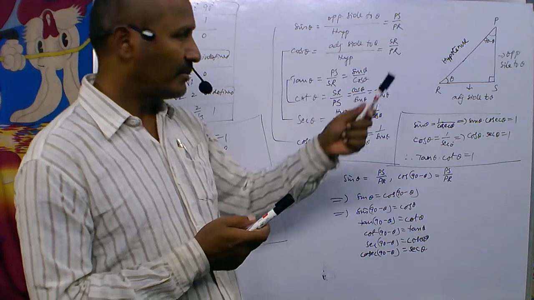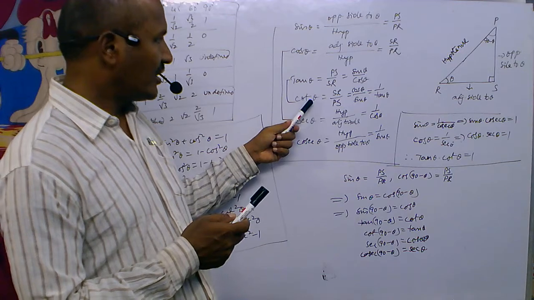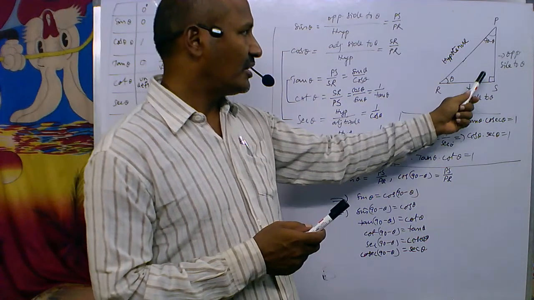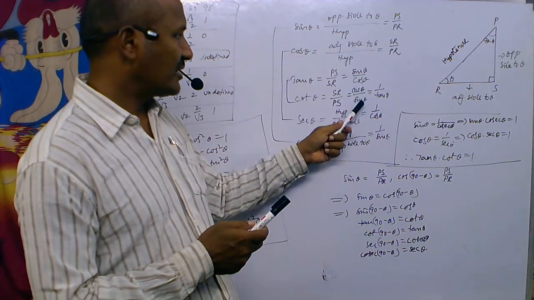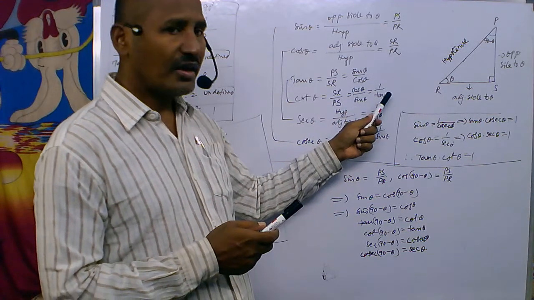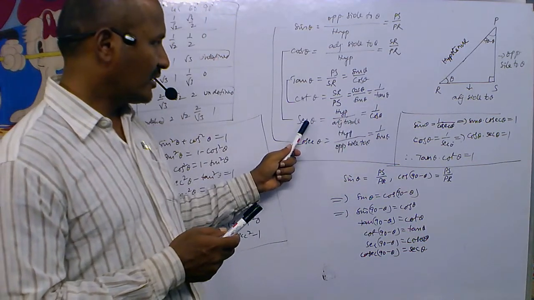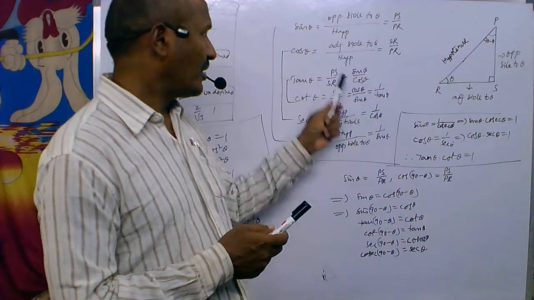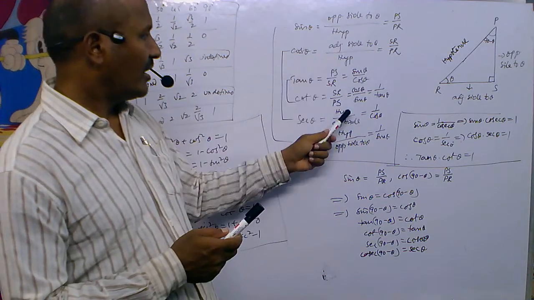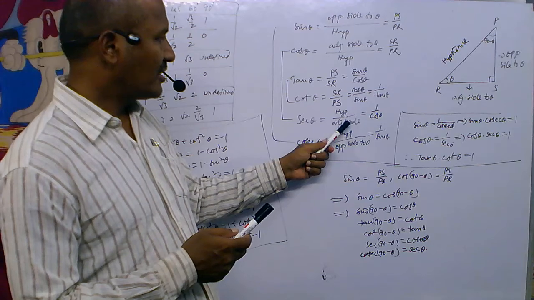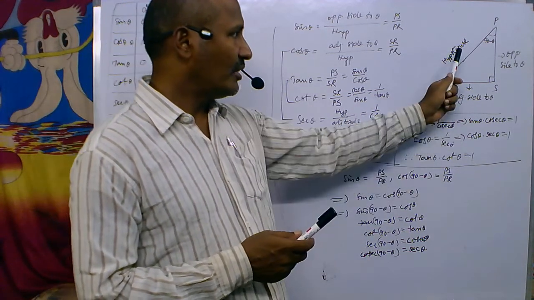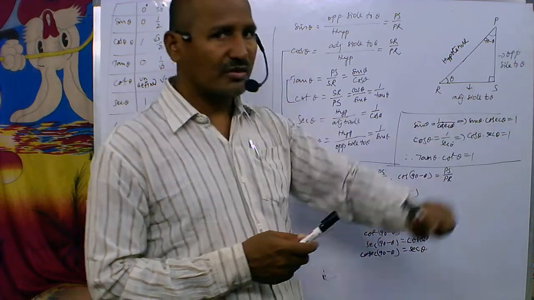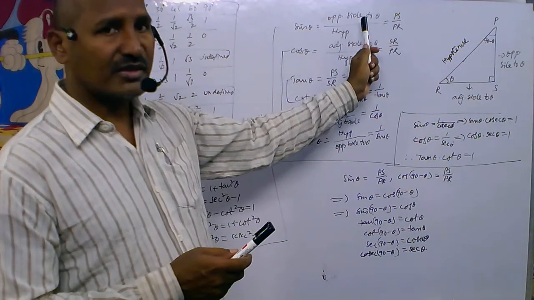We get the same. Similarly, cot theta is equal to the adjacent side to theta by the opposite side to theta, that is cos theta by sin theta, or reciprocal of tan theta. Similarly, secant theta is equal to reciprocal of cos theta, here hypotenuse by adjacent side to theta. Similarly, cosecant theta is equal to hypotenuse by opposite side to theta, which is reciprocal of sin theta.